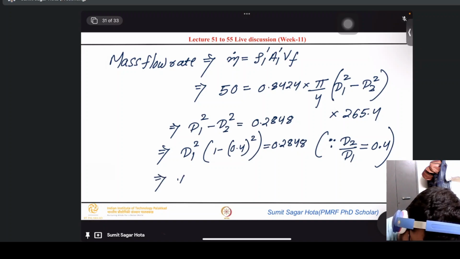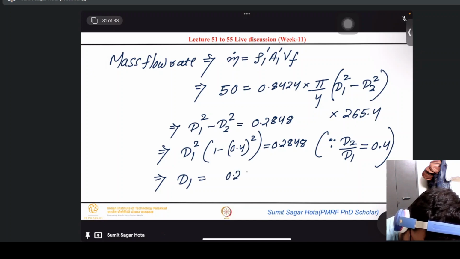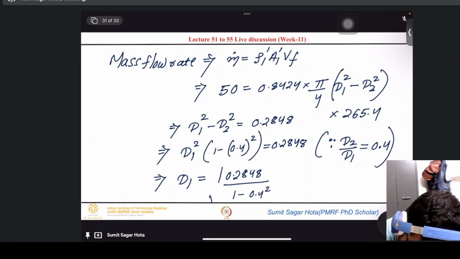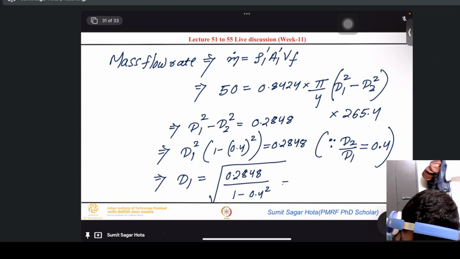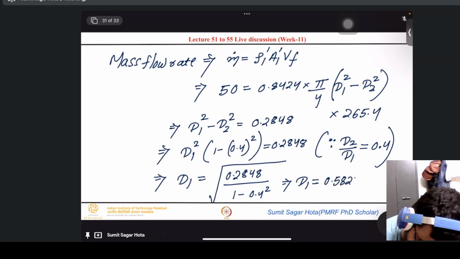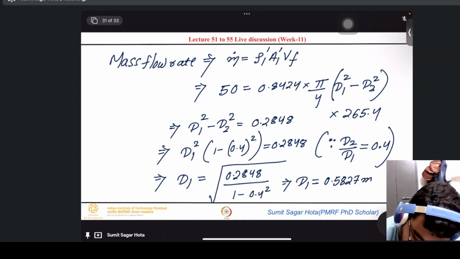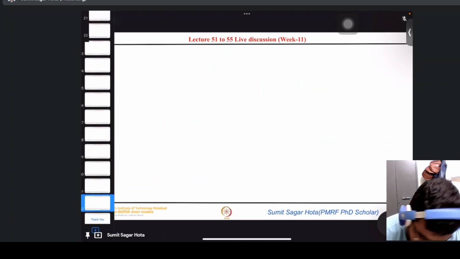So you can now calculate d1. If you solve all this and take the square root of 0.2848 by (1 minus 0.4 squared), you will get d1 as 0.5827 meter. Now you have d1.